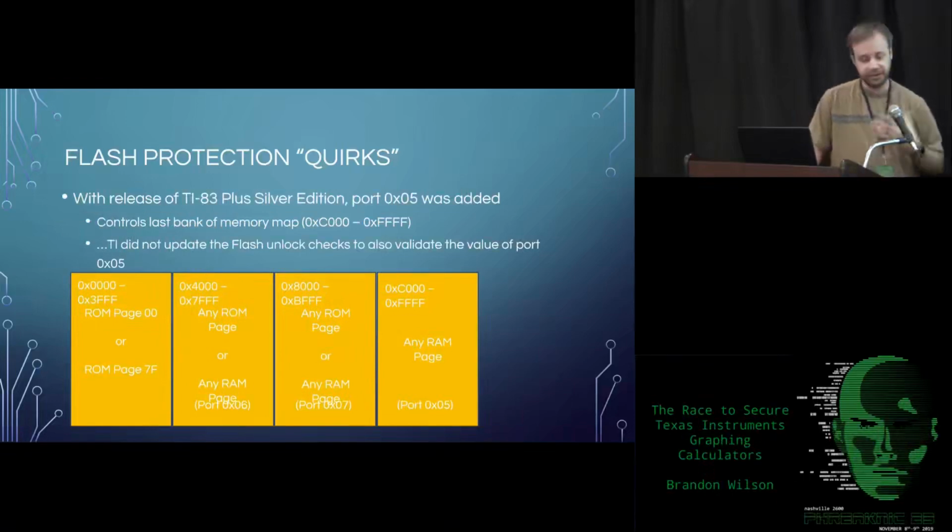So, then comes along the TI-83 Plus Silver Edition, which is an enhanced version of the TI-83 Plus. It has 128 kilobytes of RAM instead of just 32 kilobytes. It's got a flash chip twice as large, and its CPU is capable of switching between 6 megahertz and 15 megahertz, so it can actually run faster at certain times. Its ASIC got a few upgrades as well, namely I/O port 5. That's a new I/O port. And this I/O port actually allows controlling the RAM page that's swapped into the last bank, that fourth box, something that you couldn't do on the original 83 Plus. The thing is, though, TI didn't actually update their flash unlock trickery checks to validate that the value of port 5 makes sense. So this can be used to our advantage.